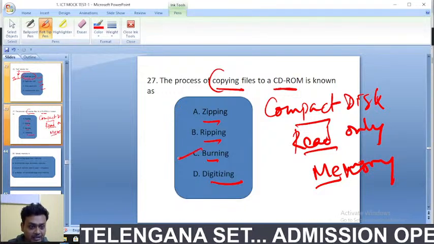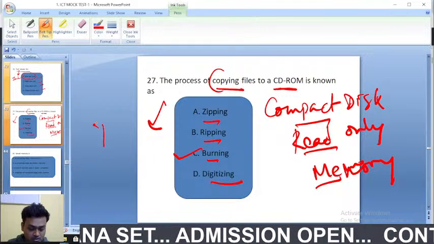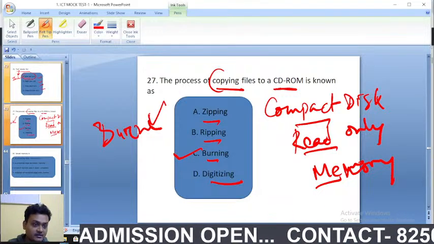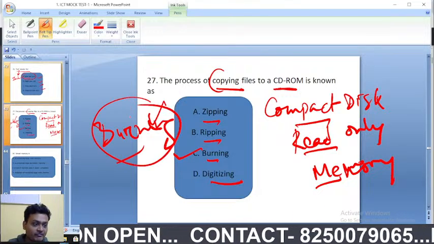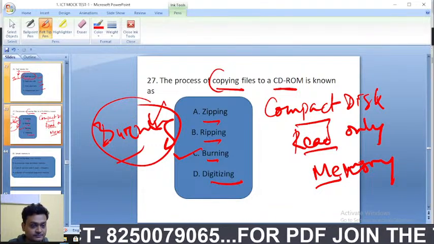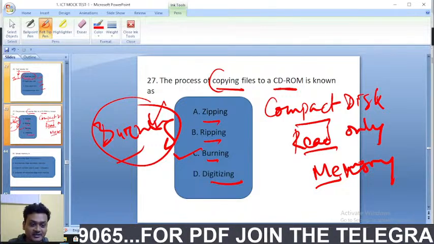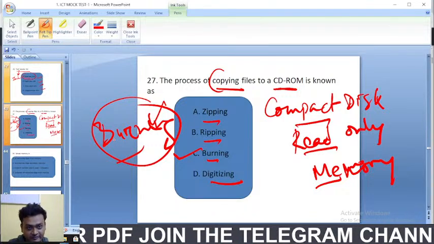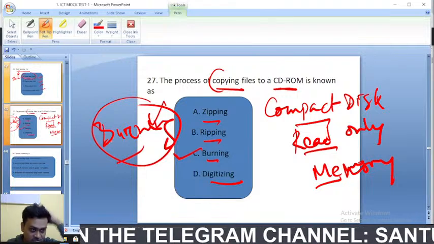It is burning. The process of copying files to a CD-ROM is known as burning. It's not zipping, ripping or digitizing, it's burning.